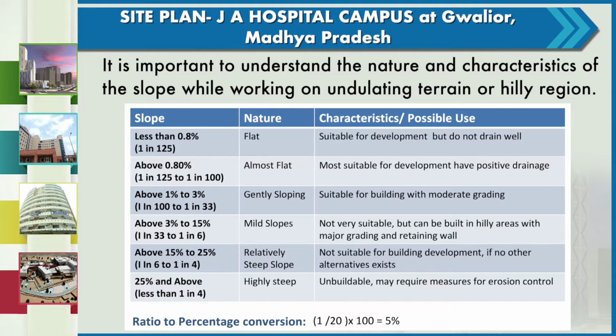The fifth category is above 15% to 25%, which is 1 in 6 to 1 in 4. These are relatively steep slopes, not suitable for building development. If no other alternative exists, then we can build on these slopes. Sixth category is 25% and above, less than 1 in 4. These are highly steep slopes and we should avoid building on them. And if we are building on these slopes, we have to consider erosion control measures.